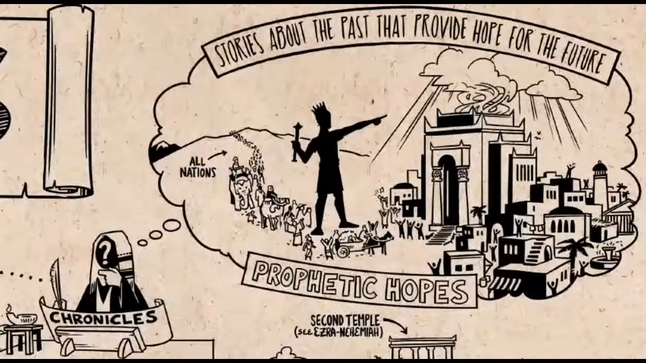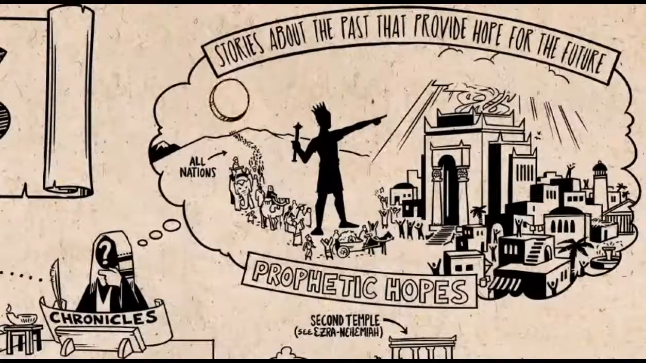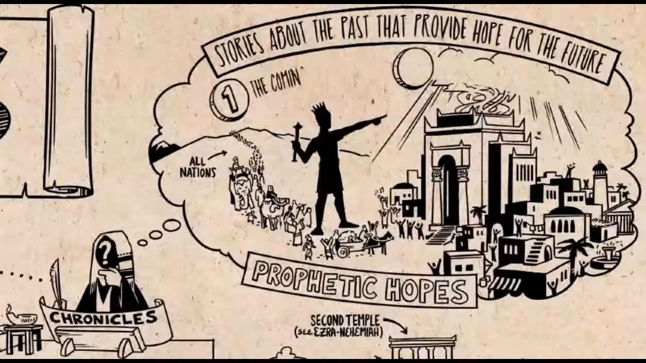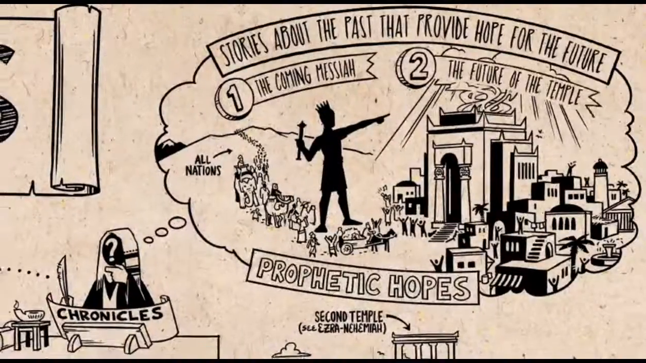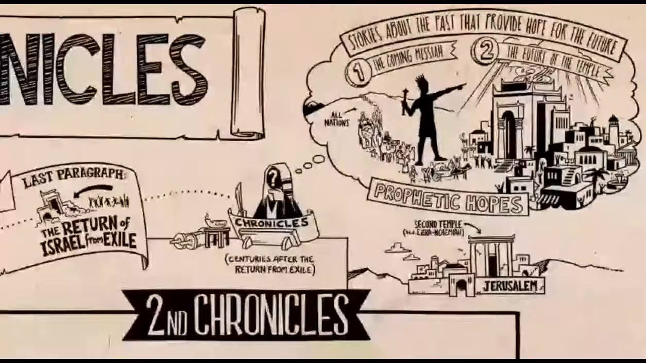And we'll see that he's designed this book to emphasize two clear themes. First, the hope of the coming Messianic king, and second, the hope for a new temple. Let's just dive in and you'll see these themes all over the book.